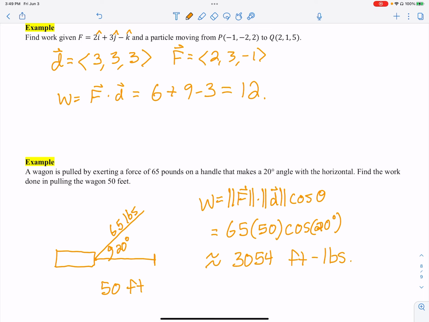Okay, so that's how you find work. We have two different definitions. It just depends what you have. If force and distance are described as vectors, or can be, you'd want to use the dot product. If not, we'd want to use this other definition.